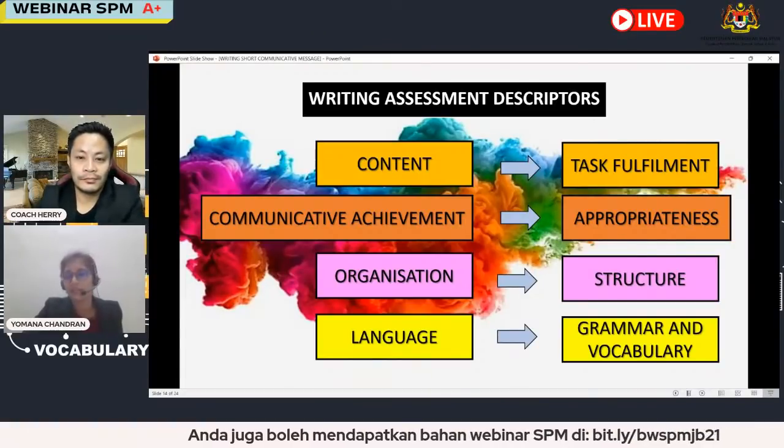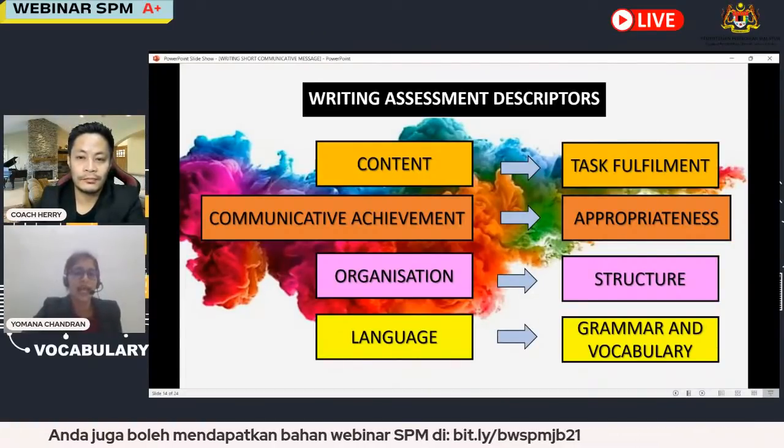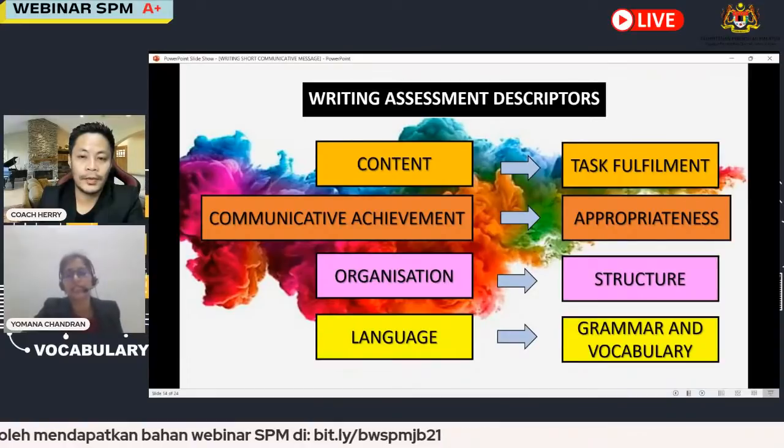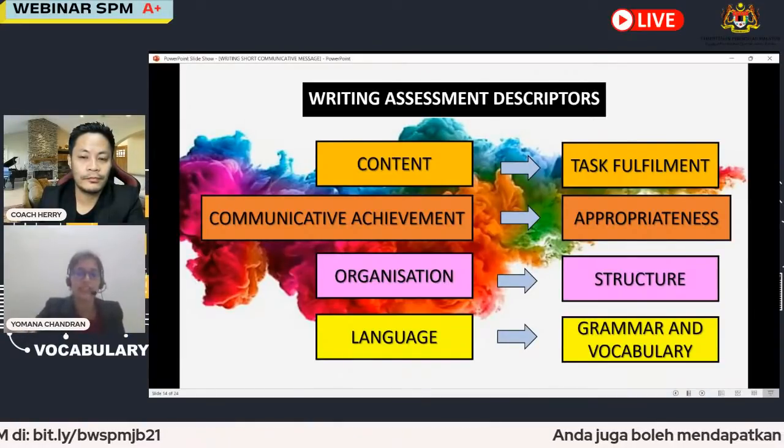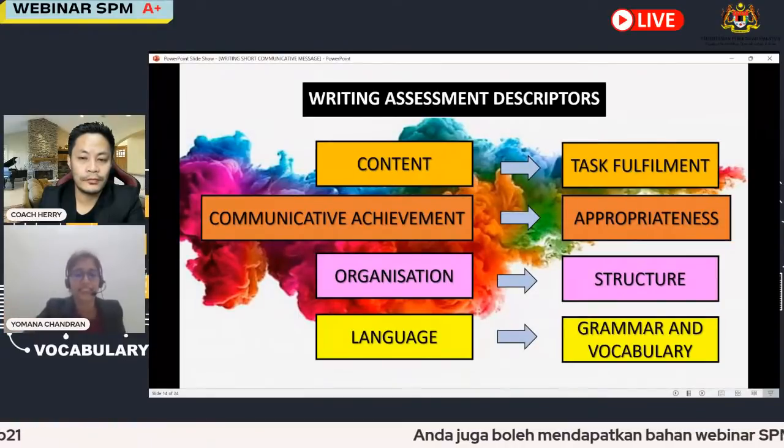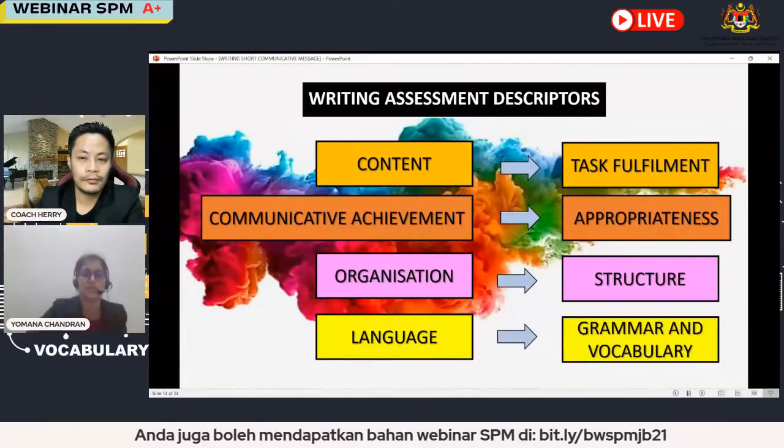As for content, it is related to task fulfillment. As for communicative achievement, it is about appropriateness of writing. As for organization, it is related to structure of writing. And finally, for language, it is related to grammar and vocabulary.